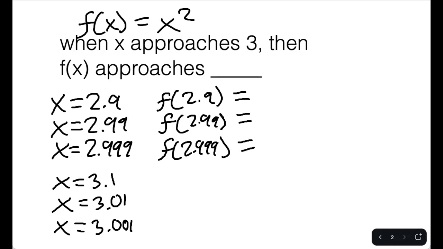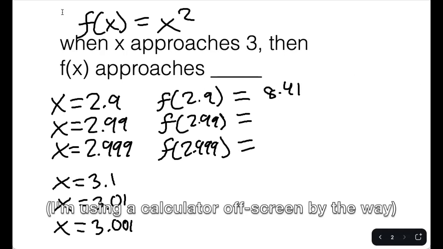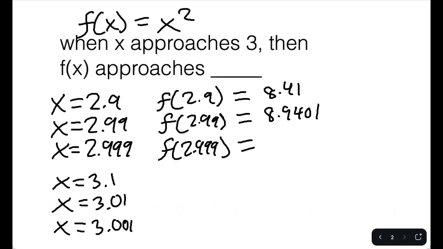So you would have to plug all these numbers into f of x. Literally 2.9 squared, right? Just plugging 2.9 into x. If you do that, you end up getting 8.41. Then you could do 2.99 squared, and you get 8.9401. And you could do 2.999 squared, 8.994001. So what does it look like f of x is approaching here? 9.